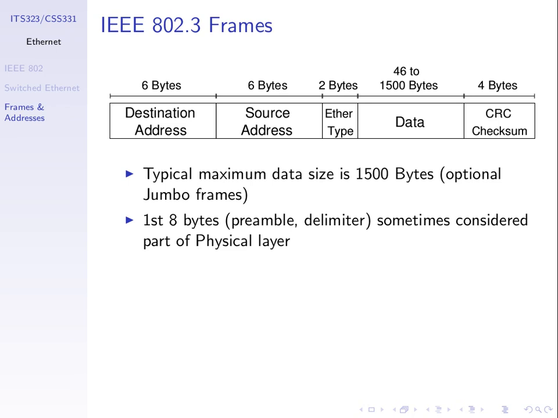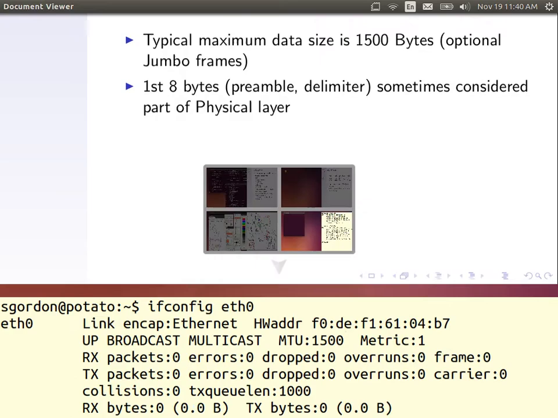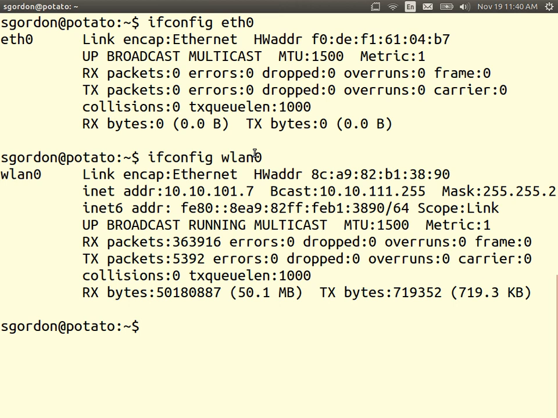Coming back to my laptop interfaces, my wireless LAN interface, we said it had a hardware address, this 48-bit address. But we said in the concept of internetworking, our devices need not only a hardware address, but also an IP address. And this shows me my IP address, my internet address, is this value: 10.10.101.7. That's my laptop's IP address for the wireless LAN interface.